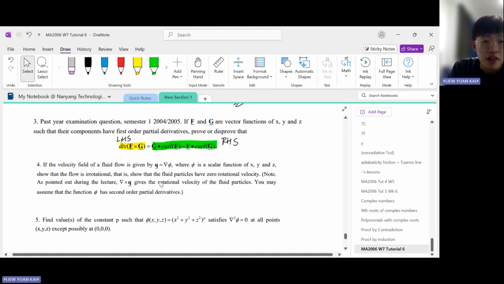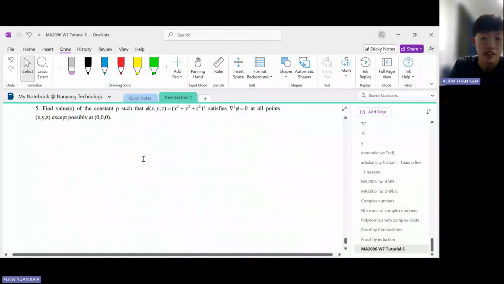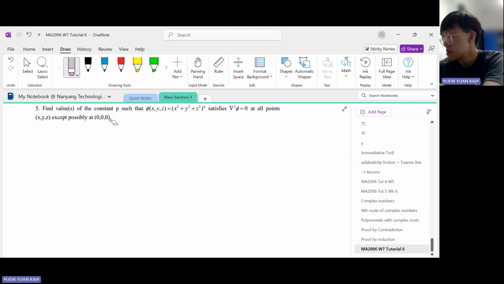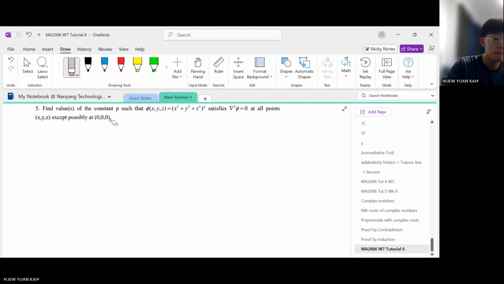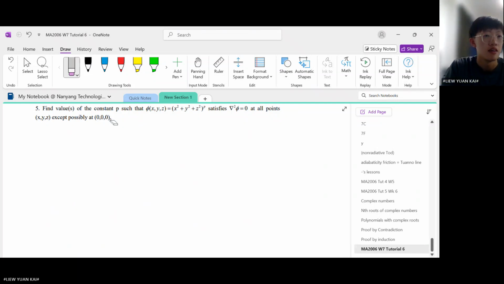Okay, so let's start with the left-hand side.